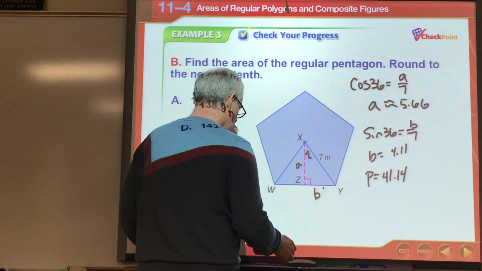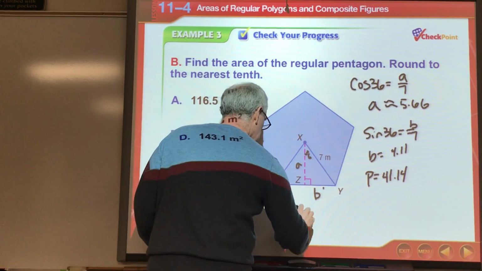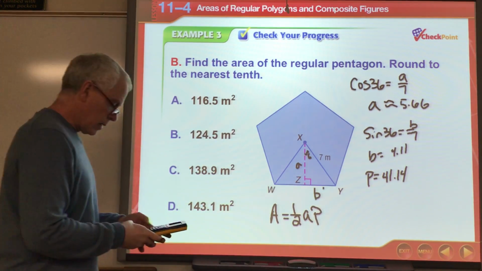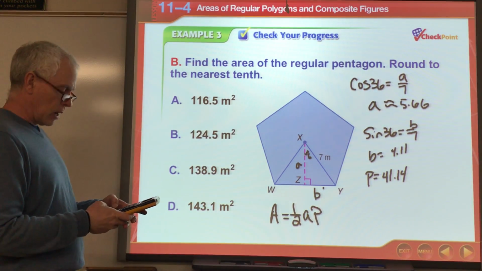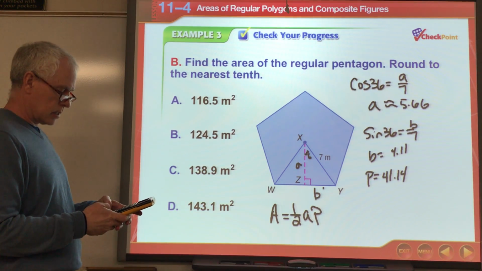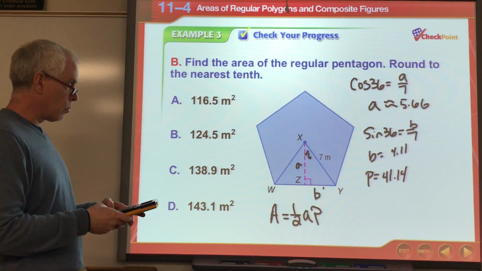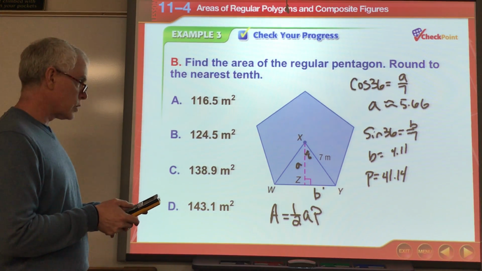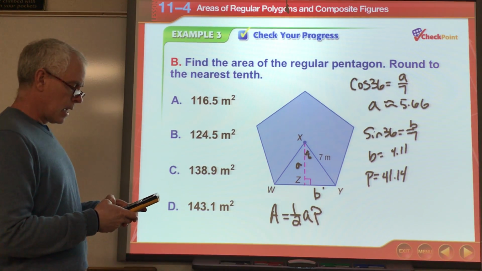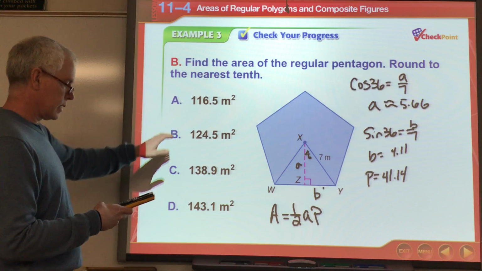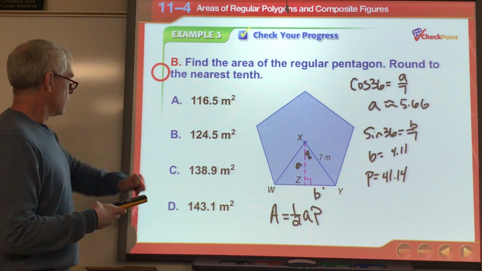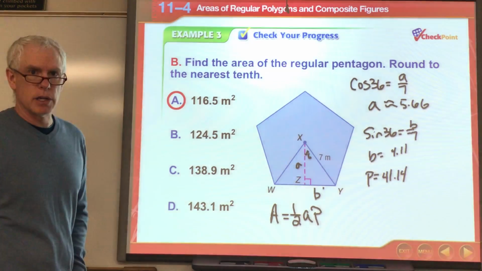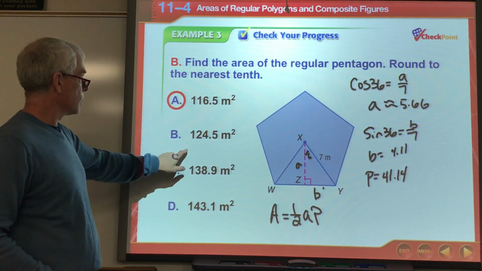Okay? And so then the area is 1/2 apothem times perimeter. So in my calculator, 1/2 times the apothem, which we said was 5.66, times the perimeter, which was 41.14, okay? I get 116 point, about 0.5 if you round it out, okay? So you do have to use a little bit of trig to find some of those unknowns.